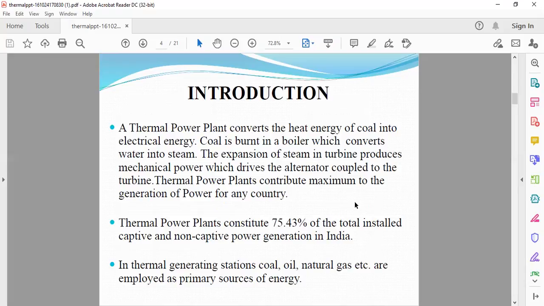So after imparting its energy to the turbine rotor, the steam passes out of the turbine blades into the condenser. In the condenser, cool water is circulated with the help of a pump. In this way, thermal energy can be converted into electrical energy with the help of coal. The thermal power plants constitute 75.43% of the total installed captive and non-captive power generation in India. In a thermal power station, coal, oil, natural gas, etc. are employed as primary sources of energy.